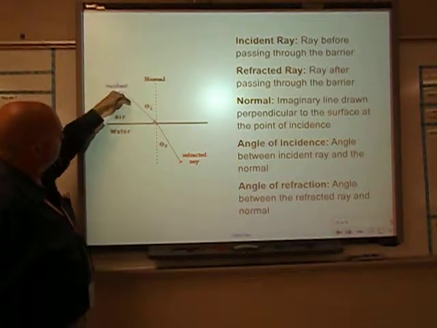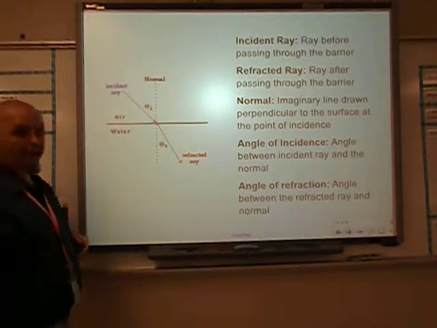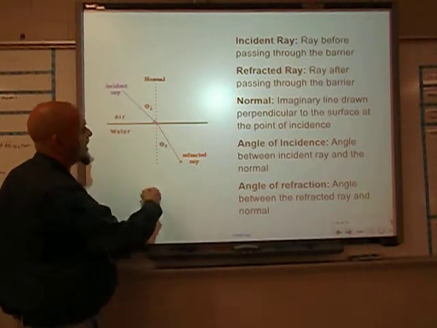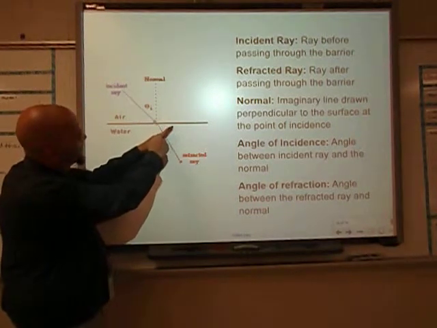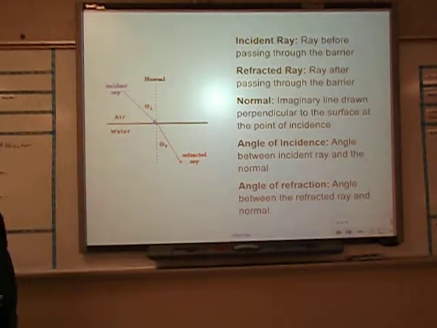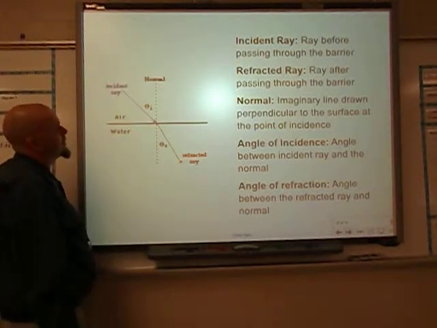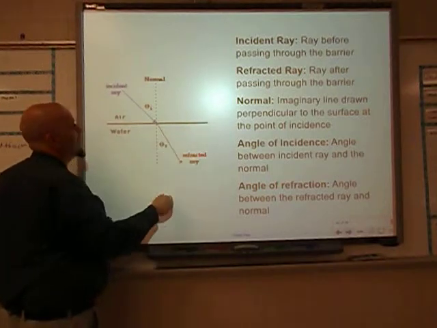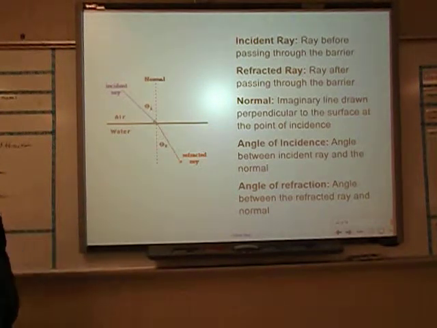So the incident ray is the one that is approaching the barrier. The refracted ray is the one on the other side. And again, this is just a wave front moving along, and we're picking a point on that front and following it through. This is the path that point would take. Again, traveling in a straight line, because that's what light does. So incident ray, that's the wave that is approaching my barrier. The refracted ray is the wave on the opposite side of it, once it's passed through that barrier.